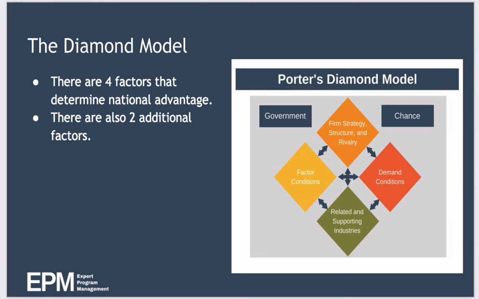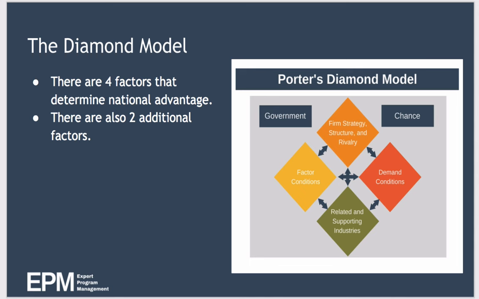So, according to the model, there are 4 factors that determine national competitive advantage. Porter represented these 4 determinants as a diamond, as you can see in the diagram. Now, you can think of the 4 determinants as being the playing field for the industries of a particular nation. And the 4 determinants are factor conditions, demand conditions, related and supporting industries, and firm strategy, structure, and rivalry.